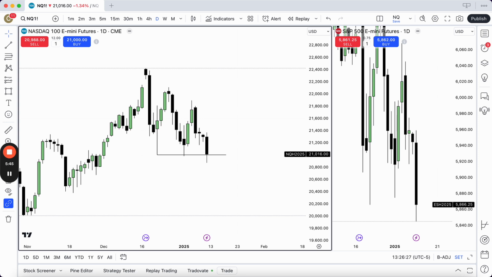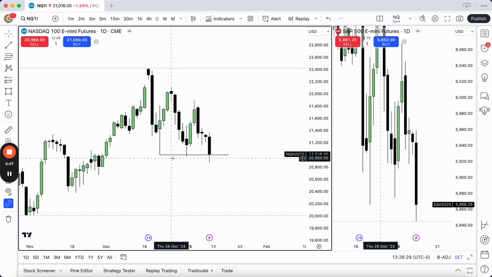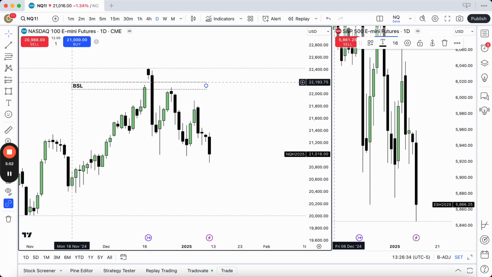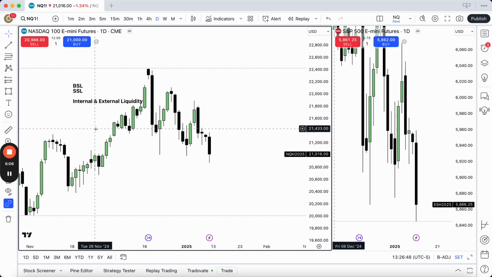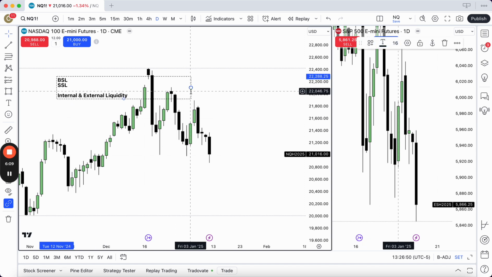Okay, so what did we cover so far? We covered buy side liquidity, sell side liquidity. We covered internal range liquidity and external liquidity. We covered how liquidity is basically like a magnet for price.